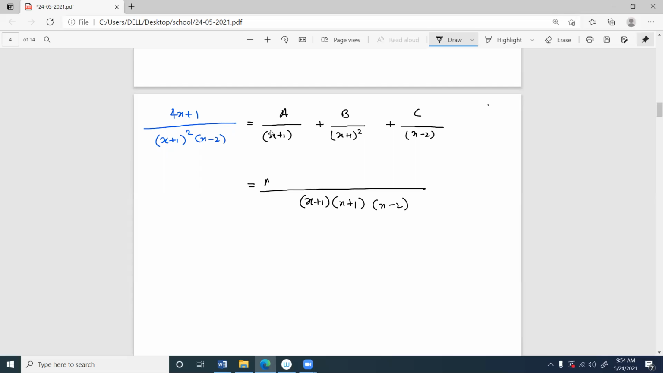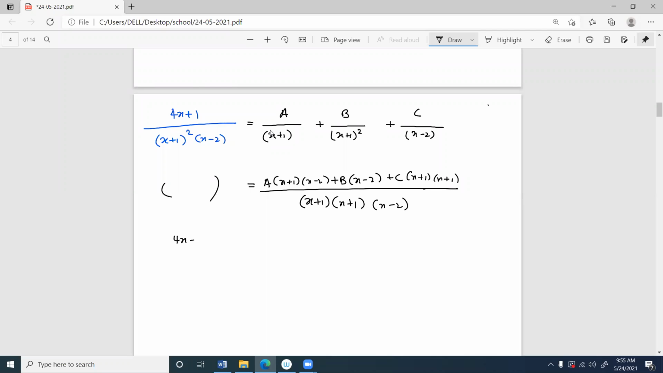Which term should multiply with A? Just cover this denominator, and the remaining is x plus 1 into x minus 2. Then which term should multiply with B? Cover x plus 1 squared, both terms get covered, so the remaining is x minus 2. For C, if you cover x minus 2, the remaining is x plus 1 into x plus 1. Since the denominators are the same, this term remains as it is.